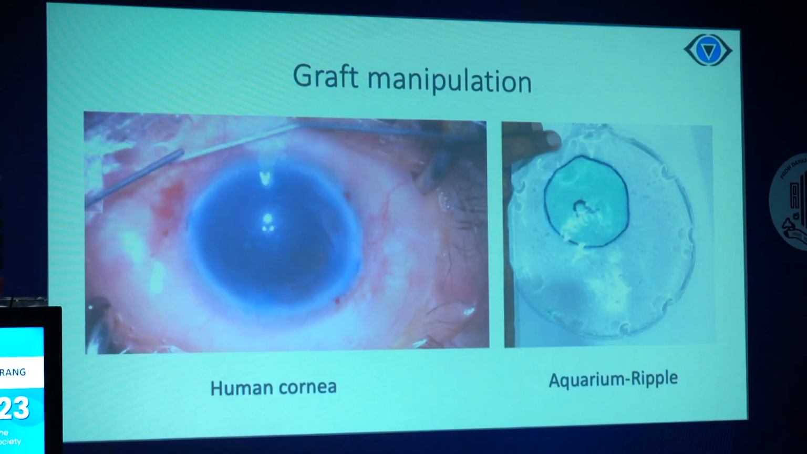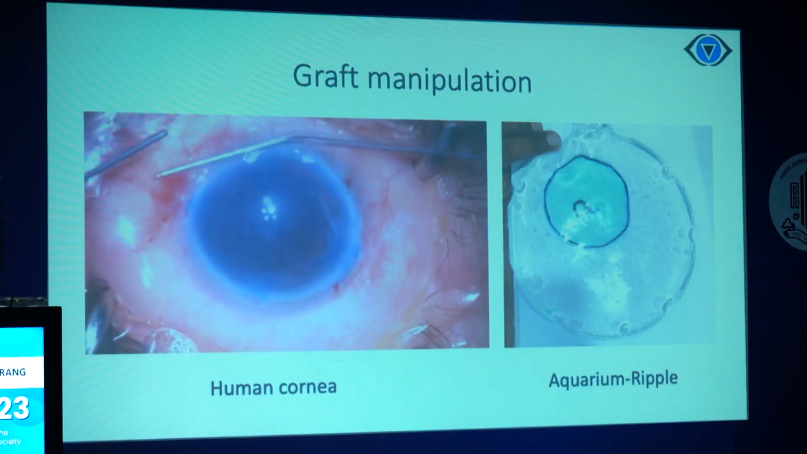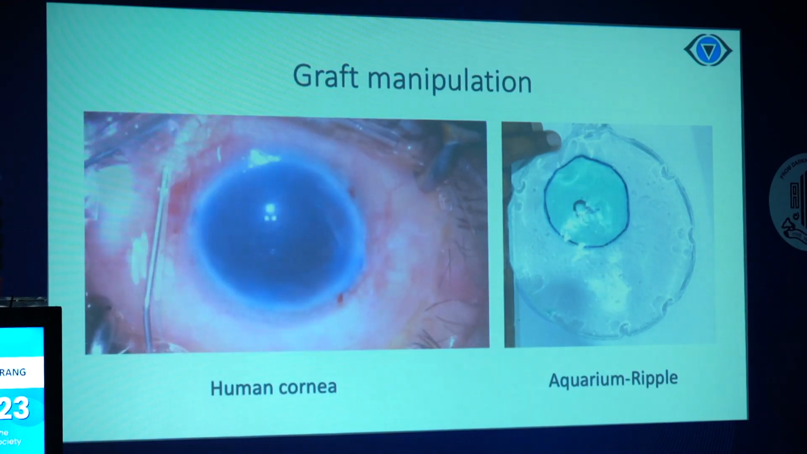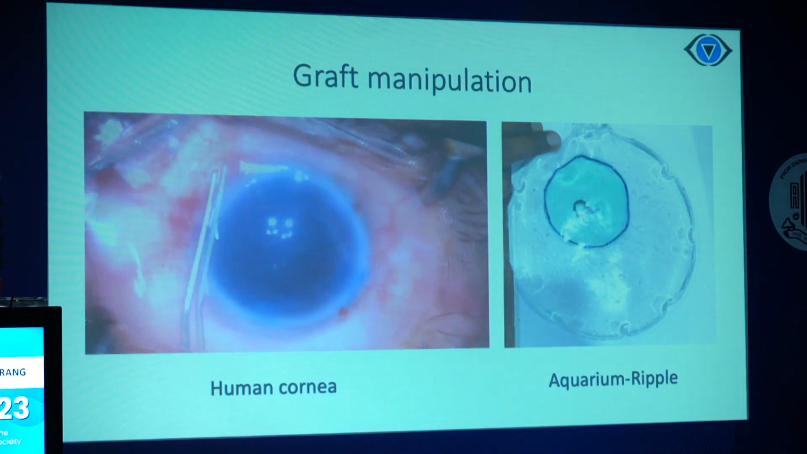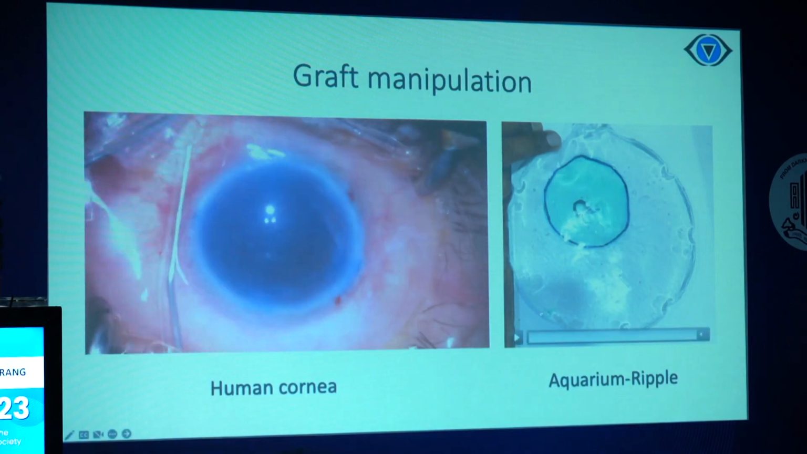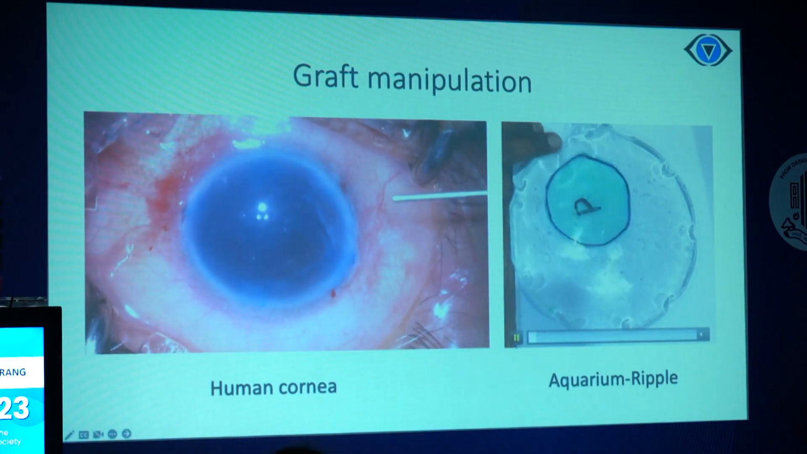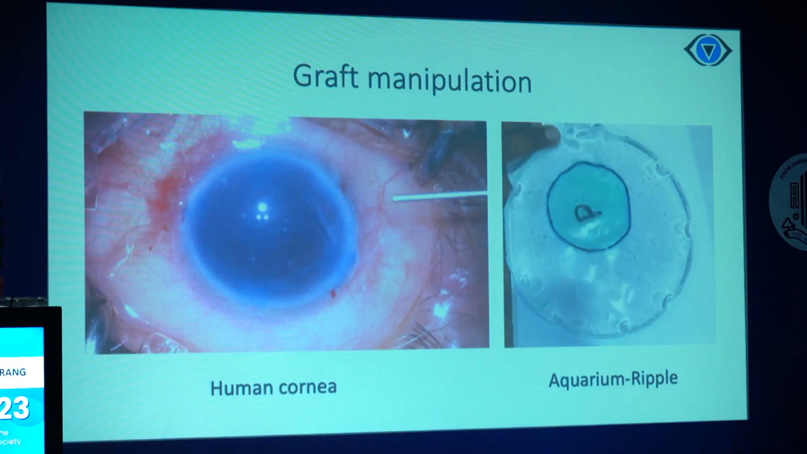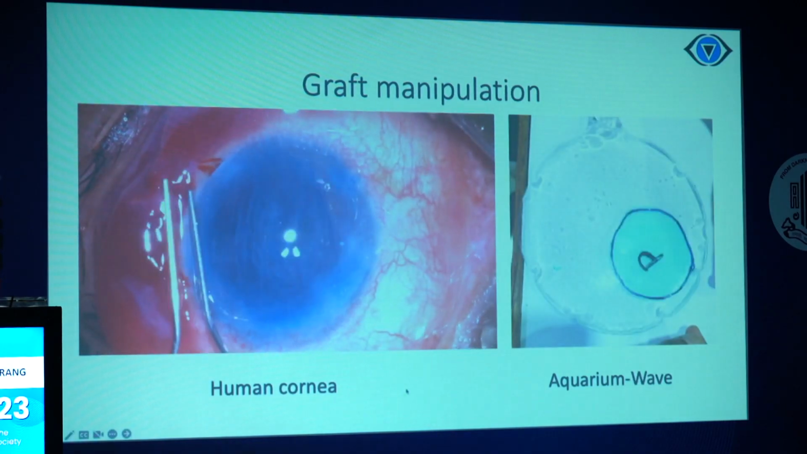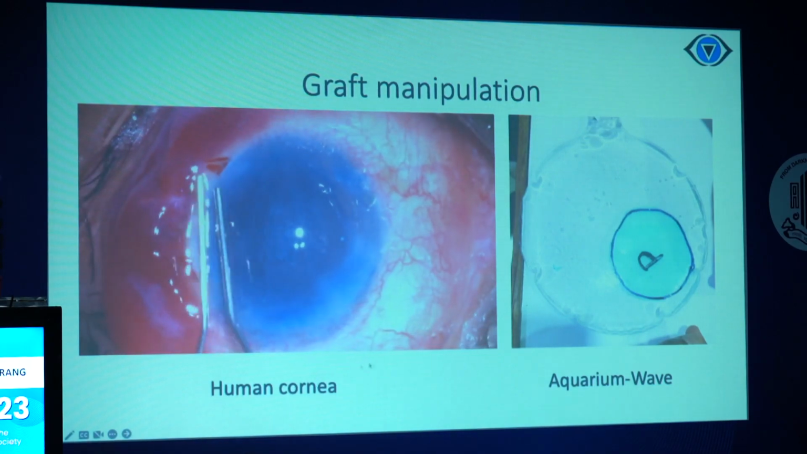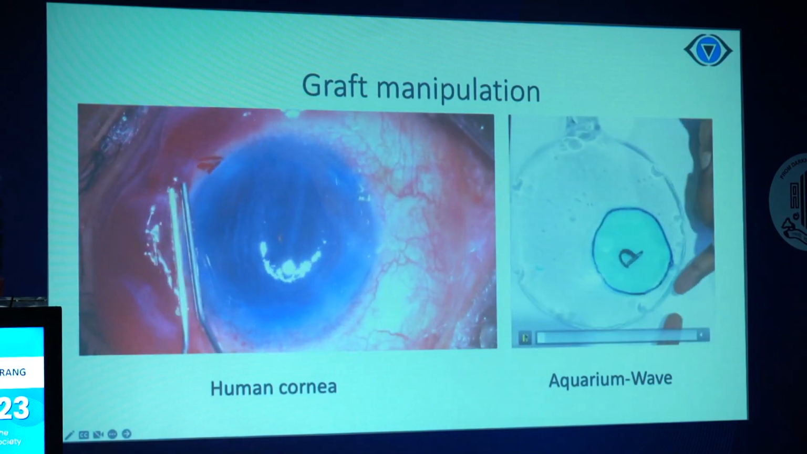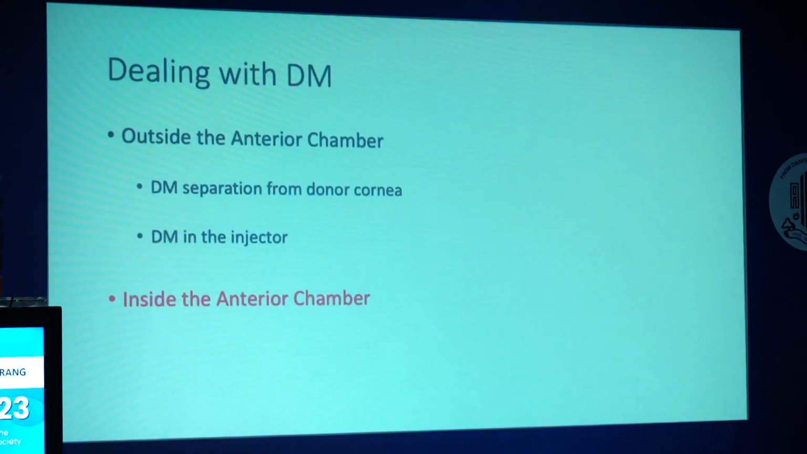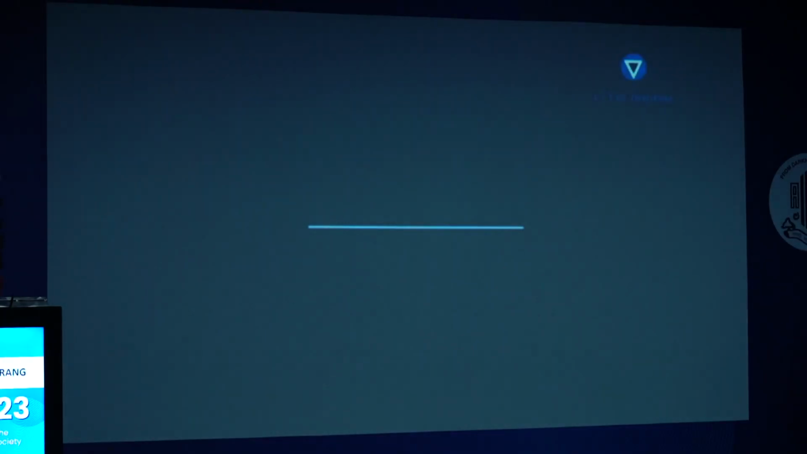Next would be the movement or the centration of the graft using the ripples, the tiny minuscule waves produced with gentle tapping with two cannulae. And here again in the aquarium model, the graft can be centered from one side to the other using these ripples. Next we come to the waves, or these bigger water fluid convections, which are creating the waves for centration.